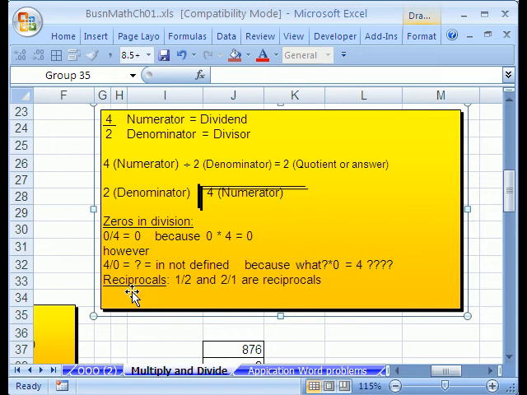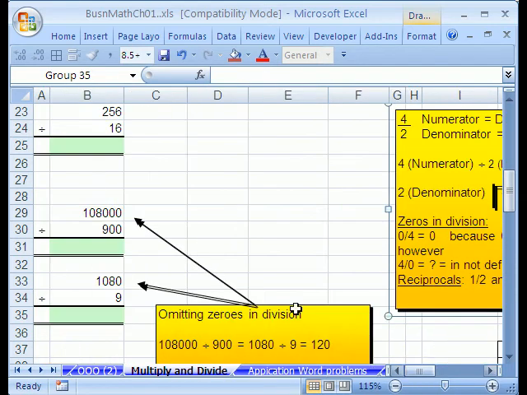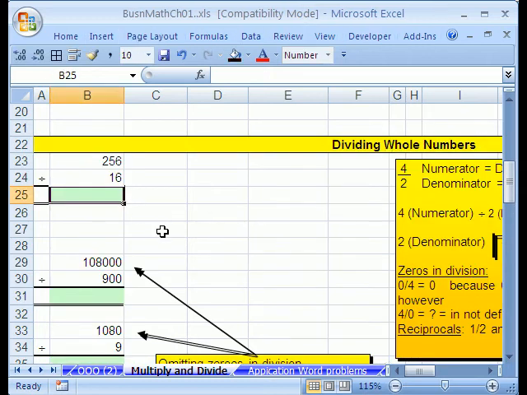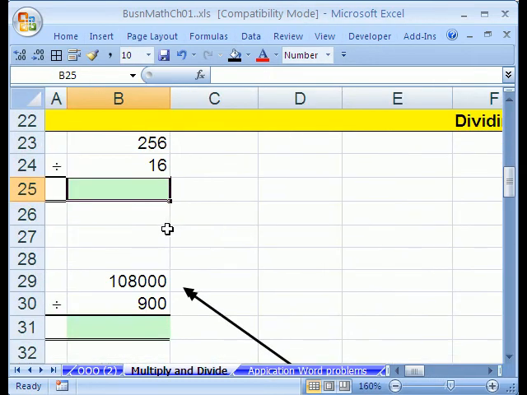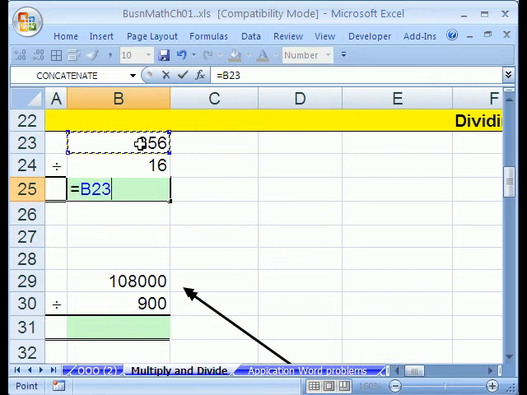Another idea in division, reciprocals. If you have 1 divided by 2, the reciprocal of it is 2 divided by 1. All right, let's look at dividing in Excel. 256 divided by 16. We all know that that's 16 because 16 squared is 256 equals this. And then we use our forward slash on our number pad is most efficient, and then that.